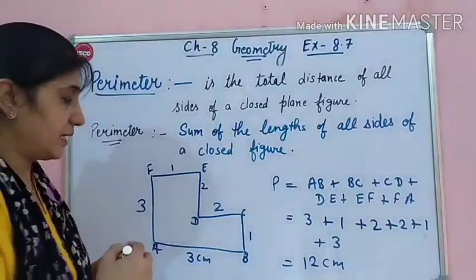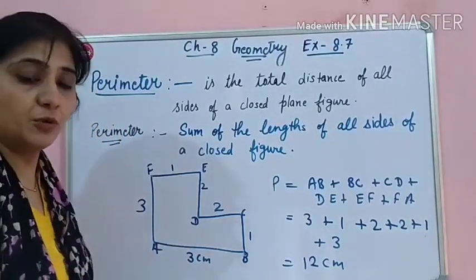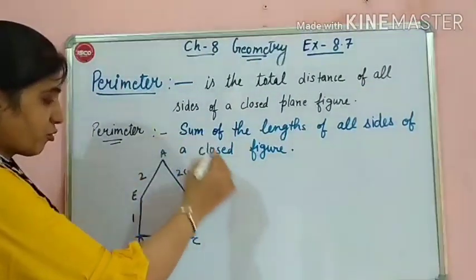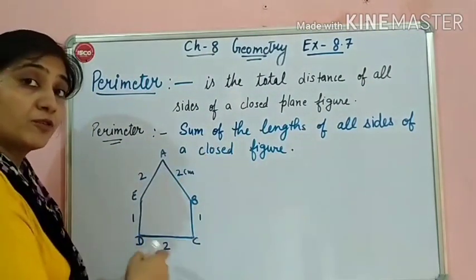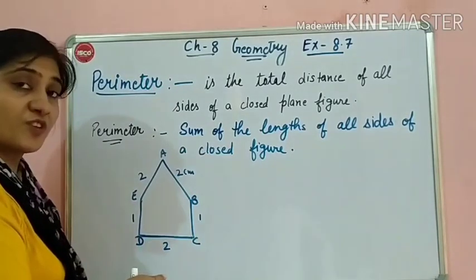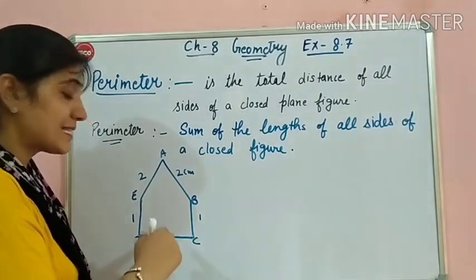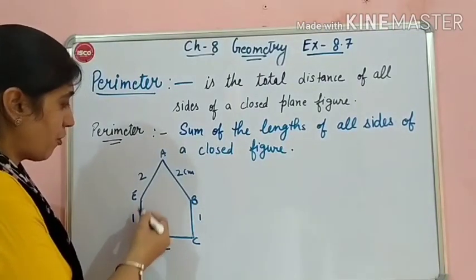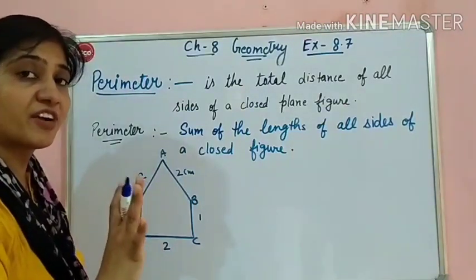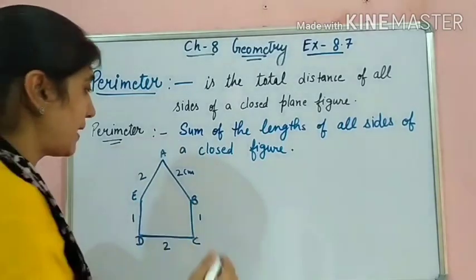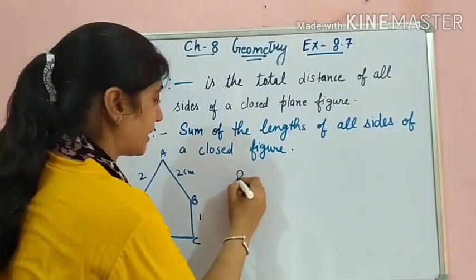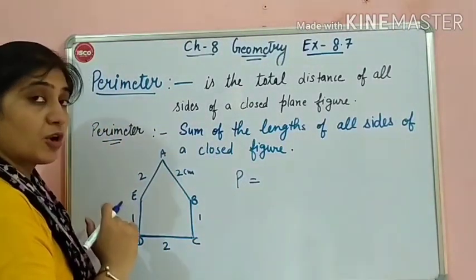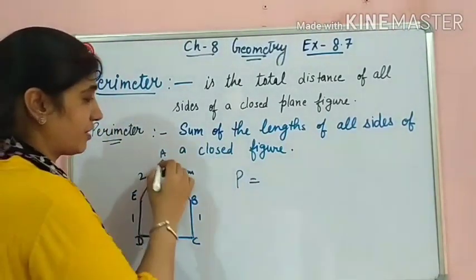Okay. I will discuss one more example with you. See this example. We have to find the perimeter of this figure. What is the shape of this figure? Yes, this is a pentagon. 1, 2, 3, 4, 5. This is a 5-sided figure, so it is called a pentagon. And you have to find the perimeter. It means we have to add the length of all its sides.